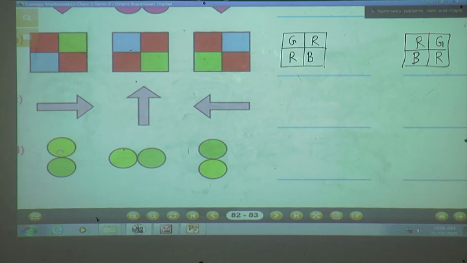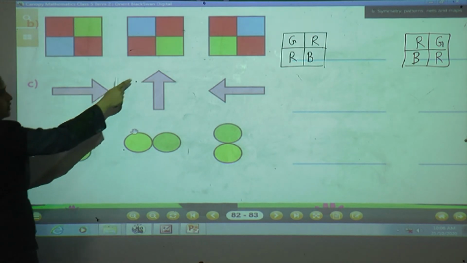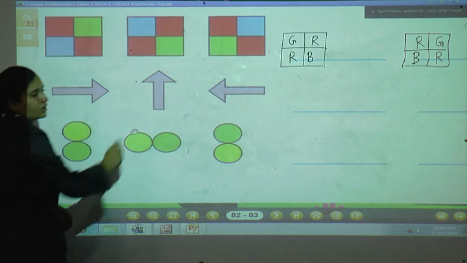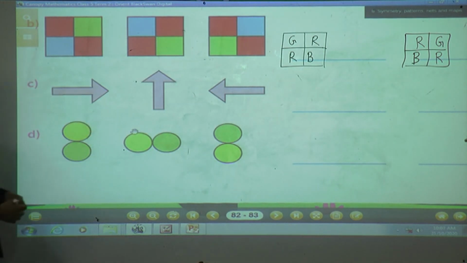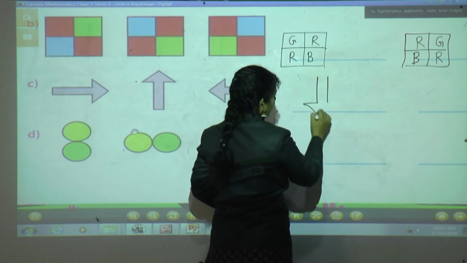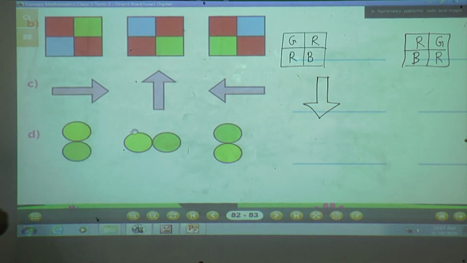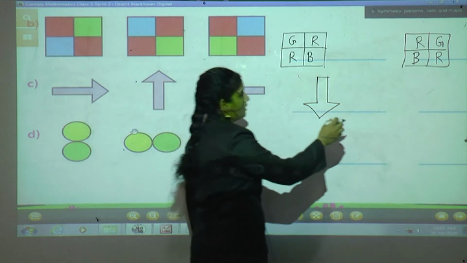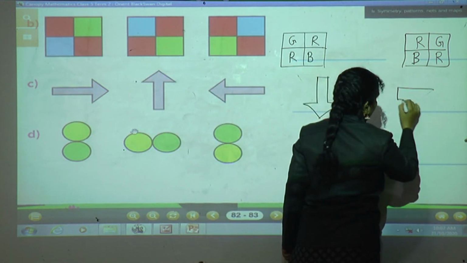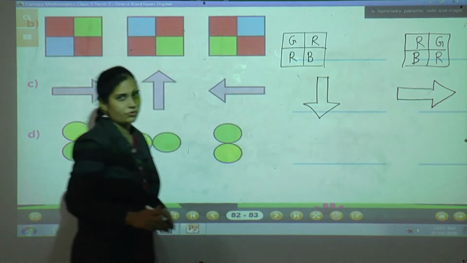Now C1. See the arrow. Here right side, here in the upward direction, here left side. Now where will it come? Yes, it will come in the downward direction. Now next one, where will it come? Again to the right side direction. Okay, now understood all of you this?